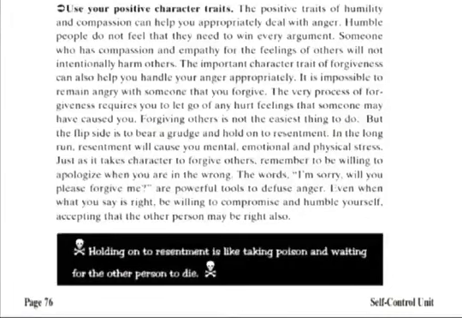That's the things you're applying, going through that VIP, value, imitate, practice, to apply these things into your life. And it says, notice here, the positive traits of humility and compassion can help you appropriately deal with anger. Humble people do not feel that they need to win every argument. Someone intentionally harms others. The important character trait of forgiveness can also help you handle your anger appropriately. It is impossible to remain angry with someone that you forgive. And that's a true statement. If you truly have forgiven someone, it's impossible to remain angry with them. The very process of forgiveness requires you to let go of any hurt feelings that someone might have caused you. Forgiving others is not the easiest thing to do.